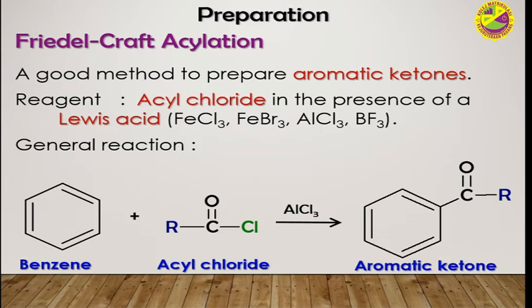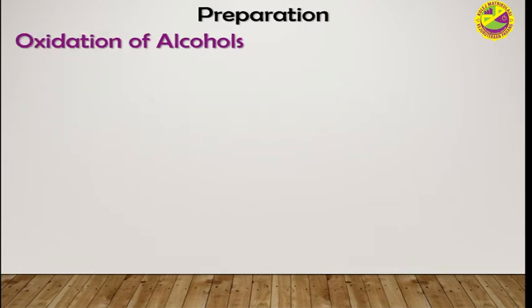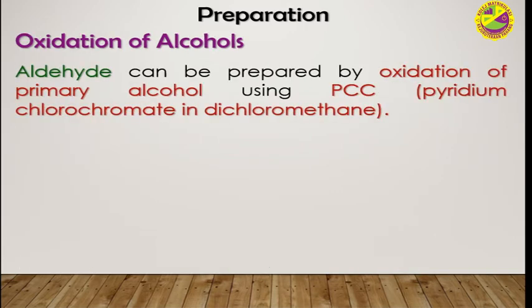If we have a benzene ring that reacts with acyl chloride in the presence of a Lewis acid such as AlCl3, the hydrogen in the benzene will be substituted by the carbonyl and R group from acyl chloride. And as a result, we will get an aromatic ketone. The third method is oxidation of alcohol.